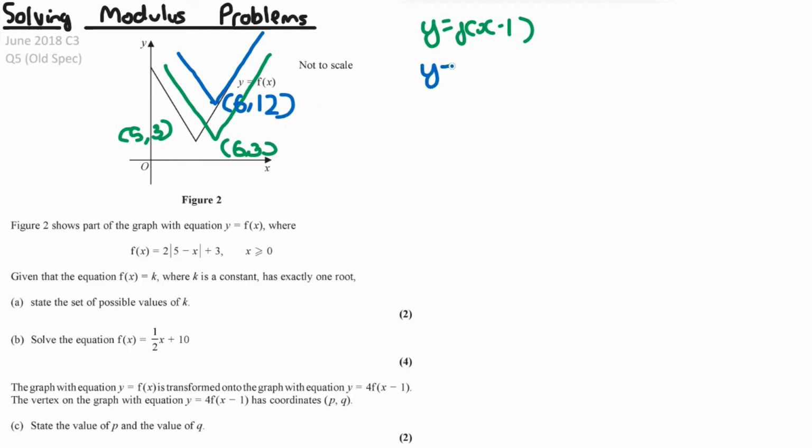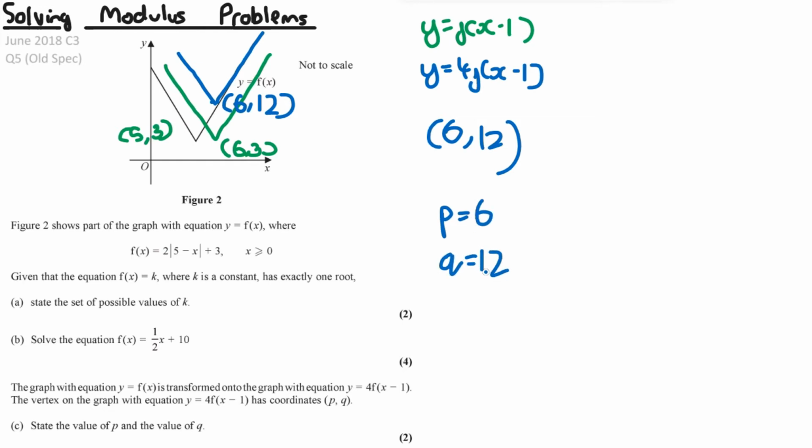When we do the transformation y is equal to 4f of x minus 1, this is the minimum point, 6, 12, so it's in the form p, q, so therefore p is equal to 6 and q is equal to 12, and that's the final answer.